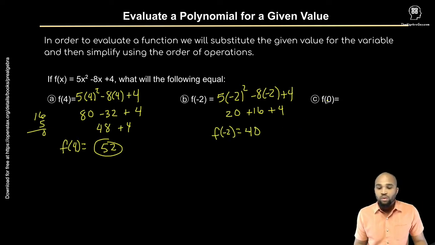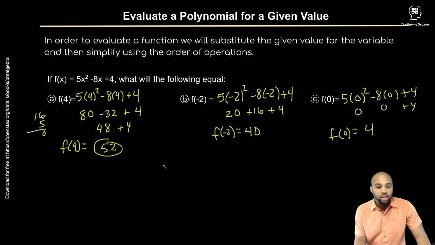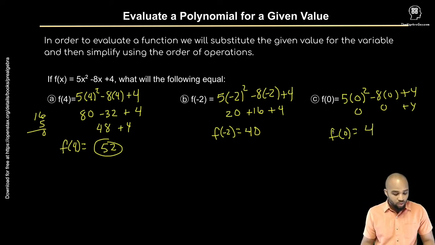What about 0? What if I put a 0 here? Well, that's simple. 0 squared minus 8 times 0 plus 4. So 0 squared is 0. 0 times 5 is 0. So that's 0. This is 0, and I just have 4. So f of 0 is going to equal 4. Now remember those answers, 52, 40, and 4.